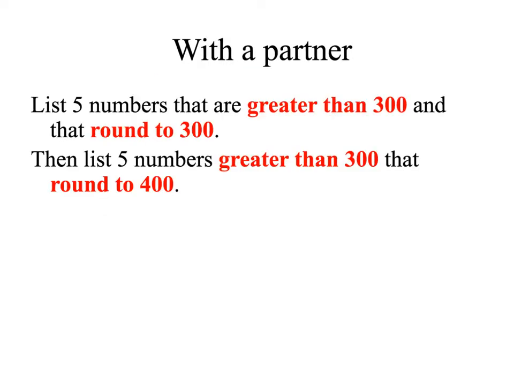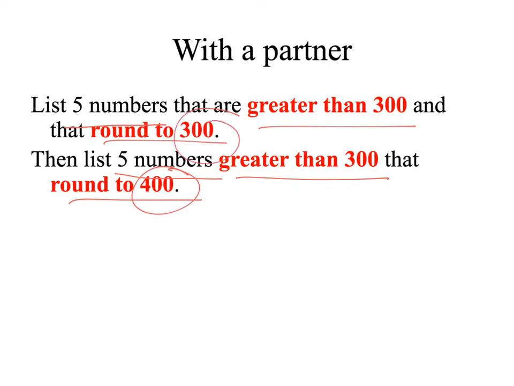With your shoulder partner, I'd like you to make two lists. First list needs to be 5 numbers that are greater than 300 and round to 300. The second list is another list of 5 numbers that are greater than 300 but round to 400. So go ahead and solve that with your shoulder partner.